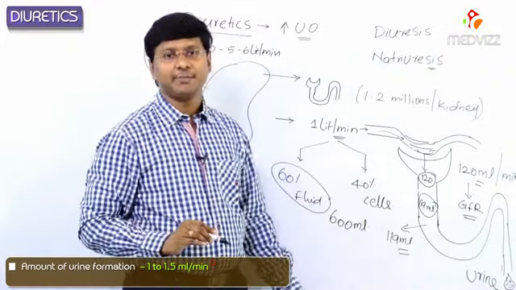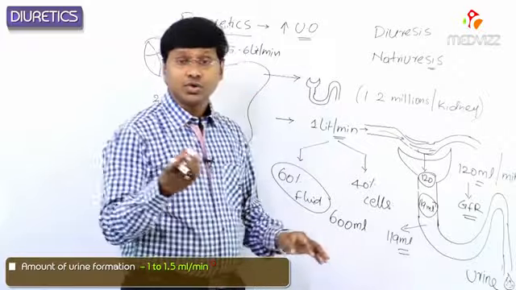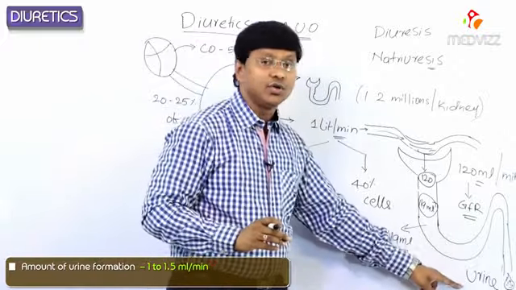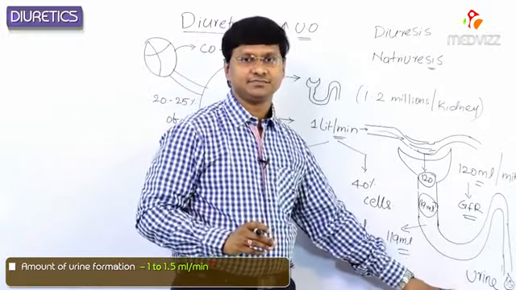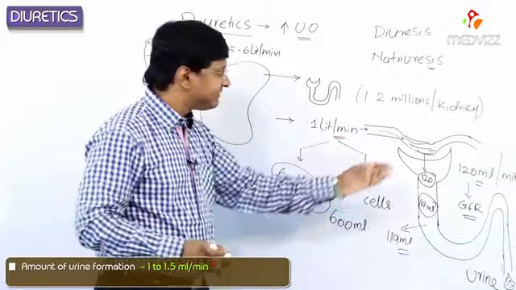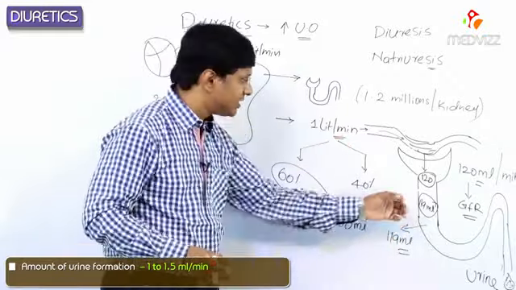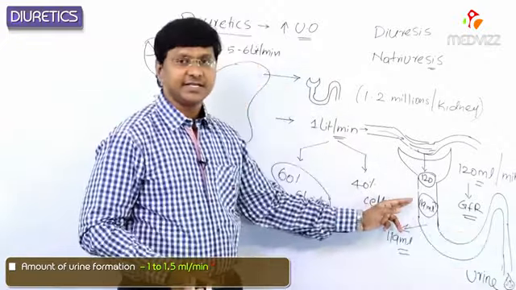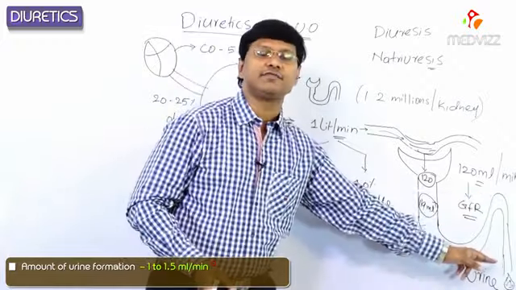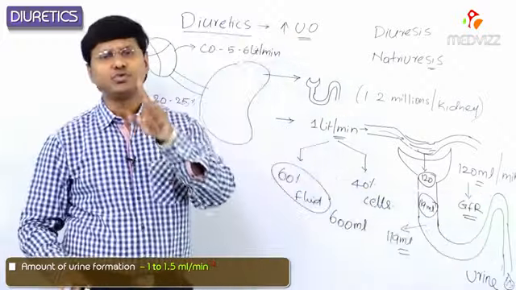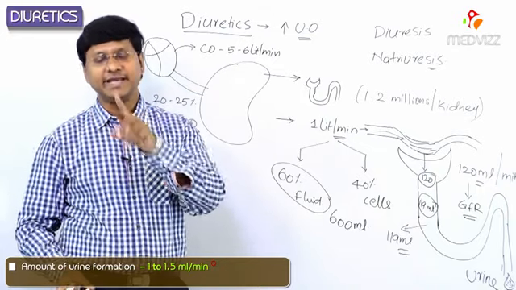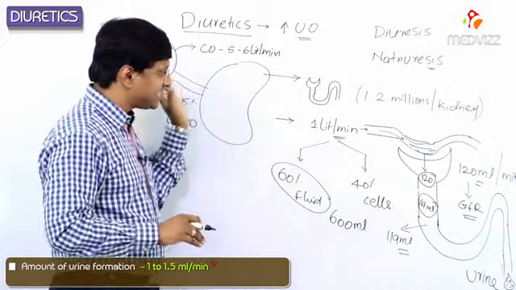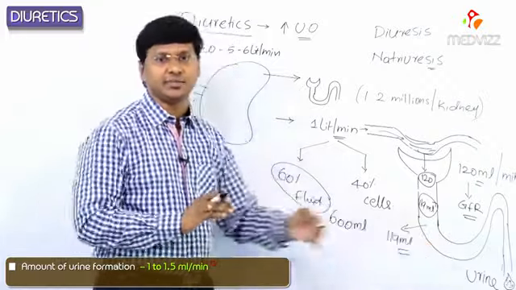Alright, so remember a point here. The amount of urine formation in 1 minute is around 1 to 1.5 ml. The remaining fluid, which has been filtered in the form of glomerular filtrate, will be reabsorbed in the various parts of your nephron, either from the PCT, the loop of Henle, the DCT, or the collecting duct. Only 1 to 1.5 ml per minute will be excreted as urine. So this is the basic urine formation in a normal individual.